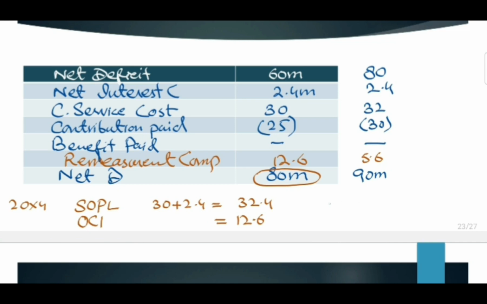In case of 20X5, the amount to be recorded in the statement of profit and loss would be the sum of service cost of 32 million plus interest cost of 2.4 million, and that would be 34.4 million. While in other comprehensive income, the remeasurement component of 5.6 million would be recorded. And again, in the statement of financial position, the amount of net deficit would be recorded.